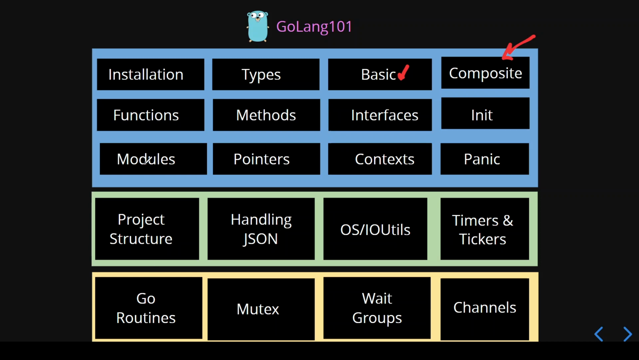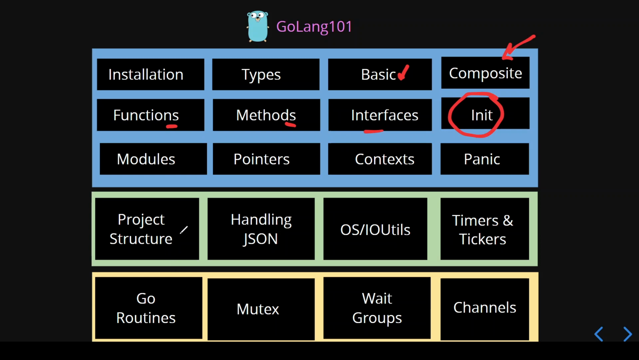Next, we will look at functions, methods, and interfaces. We will also look at the Go init function, which will help us set up some form of state as part of the initial startup of our program. This is handy when you want to create connections to databases, load your configuration files, and so on.